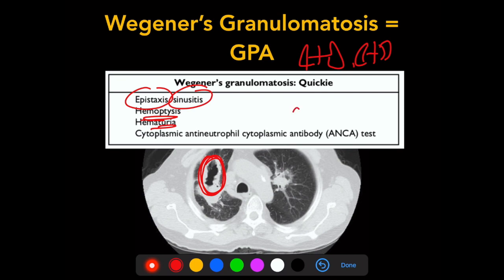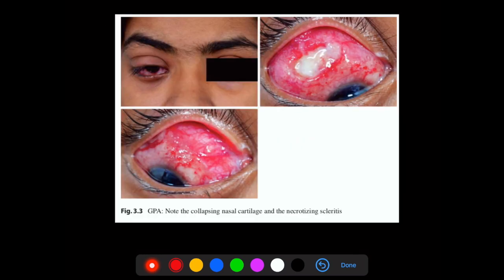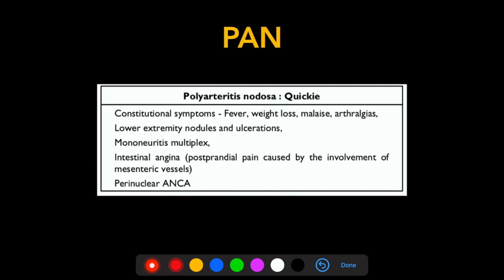And Wegener's you can diagnose with C-ANCA, which is cytoplasmic antineutrophil cytoplasmic antibody. That's C-ANCA, whereas for PAN it is P-ANCA. I'll come to that in a minute. This is the picture showing the destroyed nasal cartilage with this necrotizing scleritis, showing this necrotizing patch here. As I just mentioned, PAN equals P-ANCA, Wegener's equals C-ANCA. So what is P-ANCA? It's a perinuclear ANCA, the test we do for PAN.